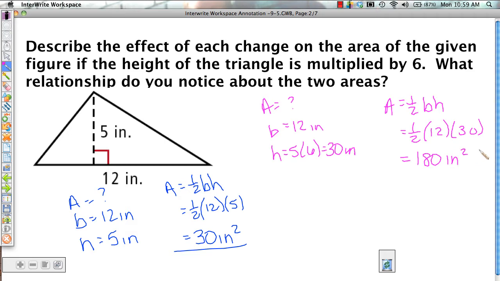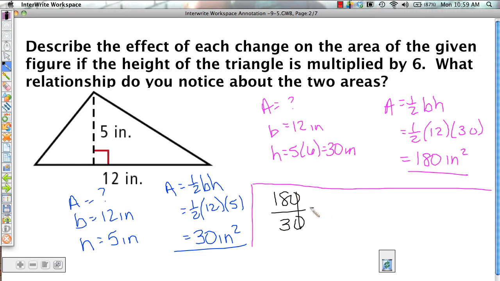So what relationship do you notice about the two areas? If you were to compare them, 180 divided by 30 gives us 6. Well, if you remember, we multiplied by a scale factor of 6. Down here, we also got a 6 when we compared the new area to the old area. So since we changed one dimension by a scale factor of 6, we just needed to multiply the original area by 6, and that would give us our new area.